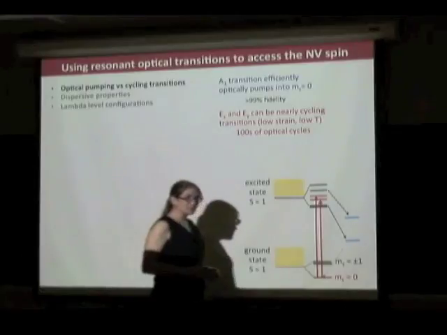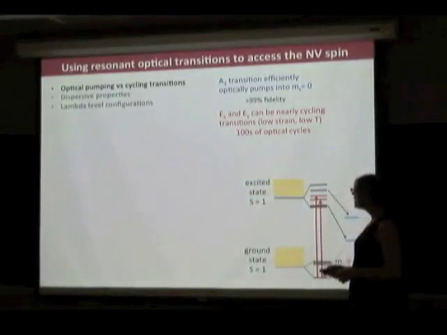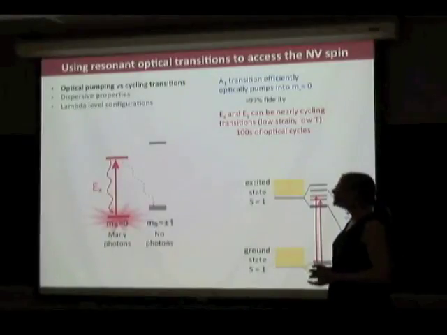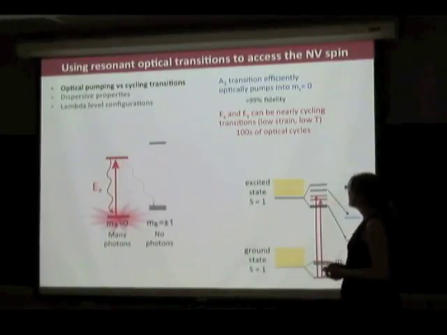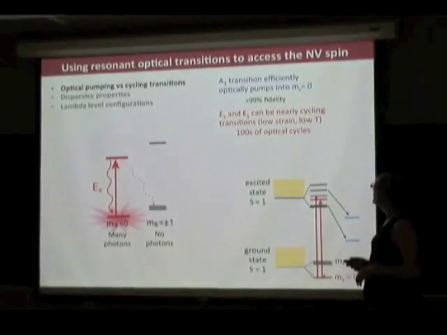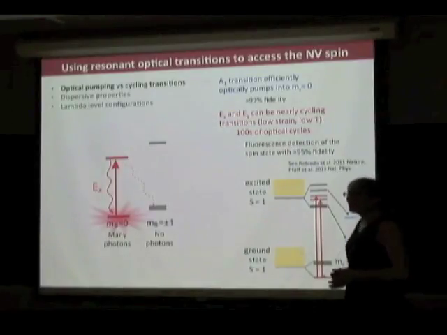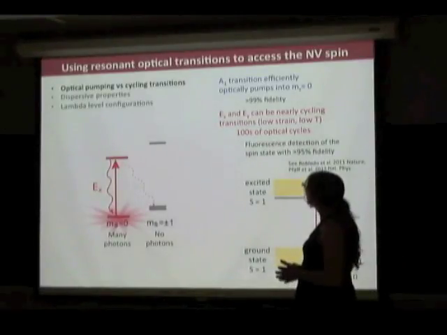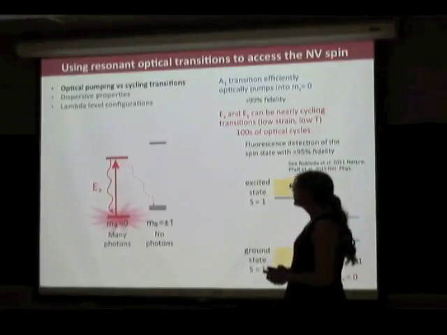The idea is very simple. If you send in light that is resonant with one of these transitions, you expect to get many photons if the spin is in ms equals 0, and none if it's in ms equals plus or minus 1. And this can be used to detect the spin in a single shot, again at low temperature, with about 95% fidelity. I should emphasize that all of these resonant optical techniques, they only work at low temperature.